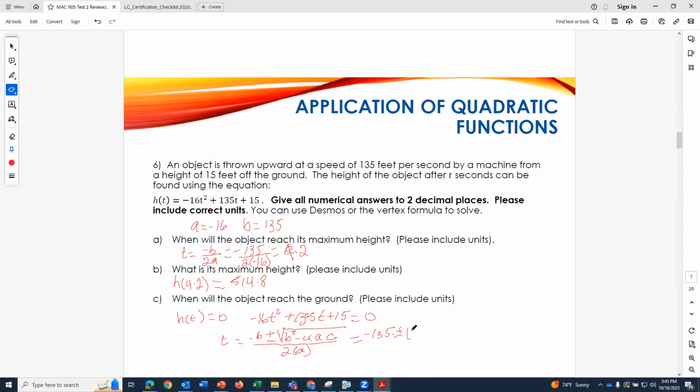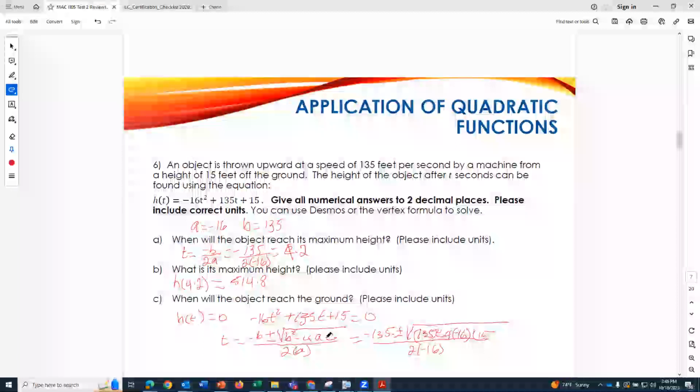plus or minus square root of 135 squared, because it's b squared minus 4 times a, which is negative 16, times c, which is 15, and everything over 2 times negative 16.